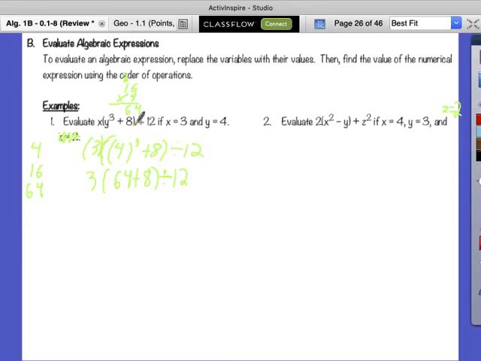Now, what would I do next here, though? Okay, Tucker? Yeah, do the original parentheses. What's 64 plus 8? Okay, Reagan? 72. 72, very good.